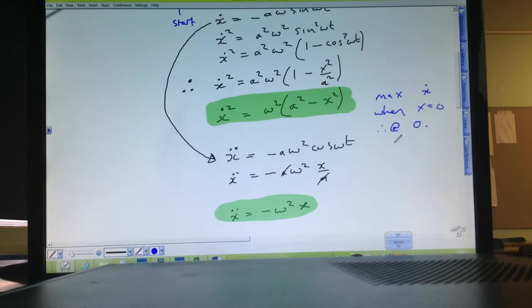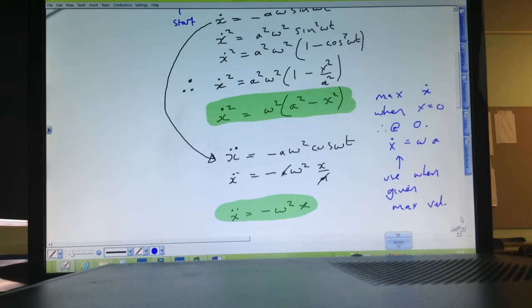So we always know, if you've been given the max velocity, you can now use this formula. You wouldn't use this one, so don't write this down: x squared equals omega squared a squared. It's pointless, because it's just telling you that. If you're guaranteed that it's max velocity, use this. So use this when given max velocity.